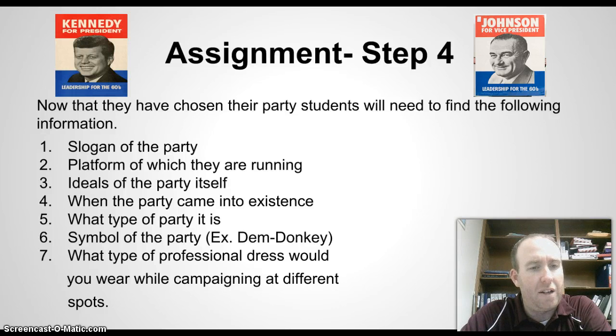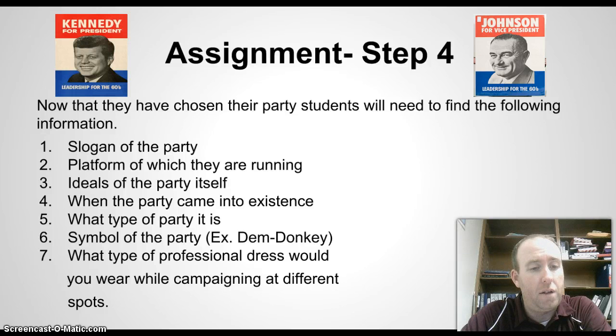Number 3, the ideals of the party itself need to be addressed in your commercial. Number 4, you need to mention in the commercial when the party came into existence. Some minor parties have been around for a really long time. Some have been pretty short-lived.